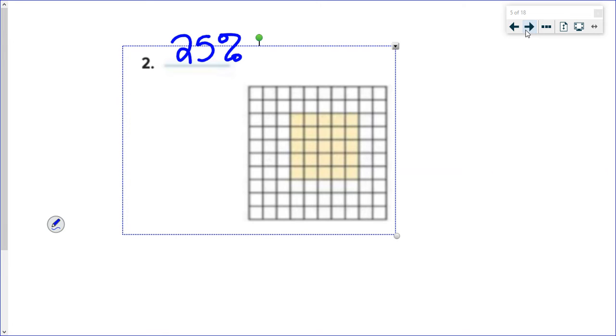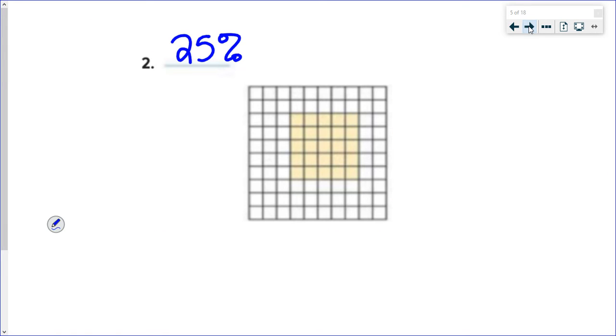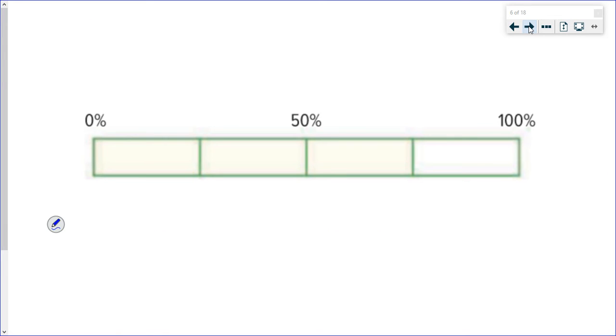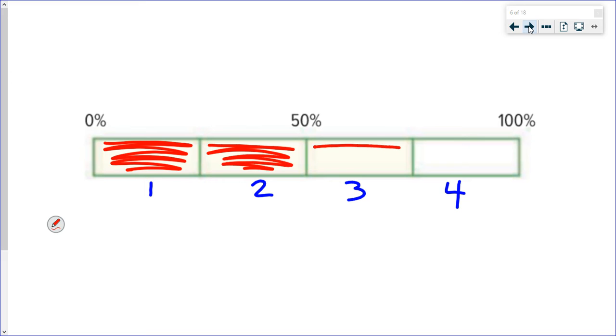Okay, now I want you to try one with the bar graph, the bar diagram here. So on this one, I see that this is broken down into 1, 2, 3, 4 pieces. And if you can't see on your screen, they have shaded in 1, 2, 3 of these pieces. So I want you to answer right now, how much of this bar diagram is shaded? What percentage of this bar diagram is shaded?